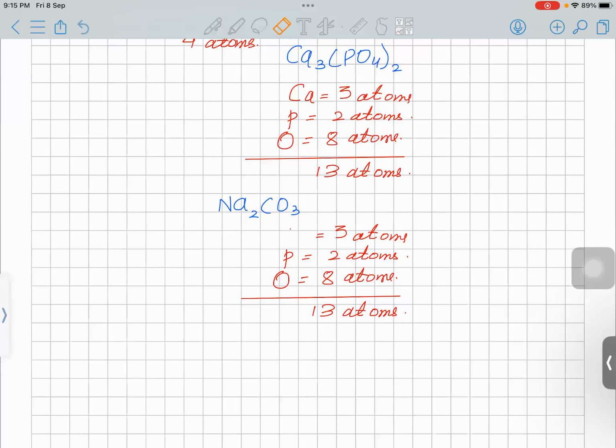Here we have sodium. Here we have carbon. Here we have oxygen. So 2 sodium atoms, 1 carbon atom, 3 oxygen atoms. So total 6 atoms. Yes, sir.